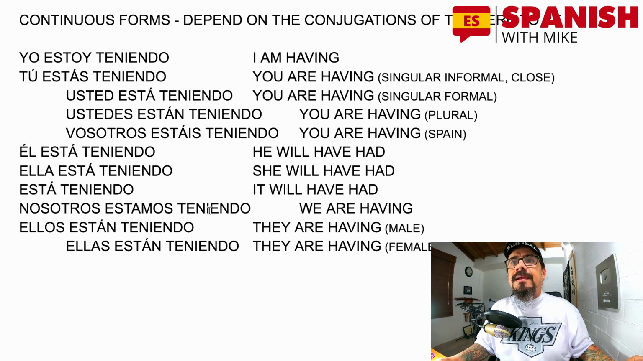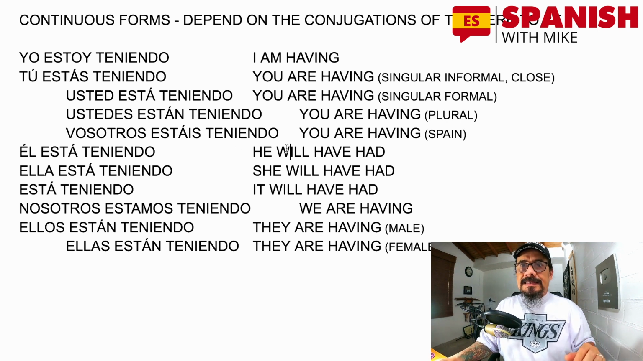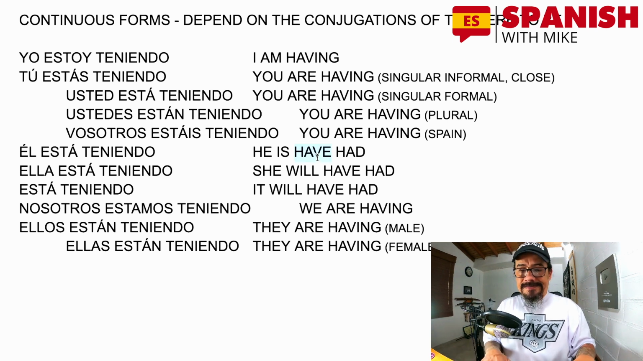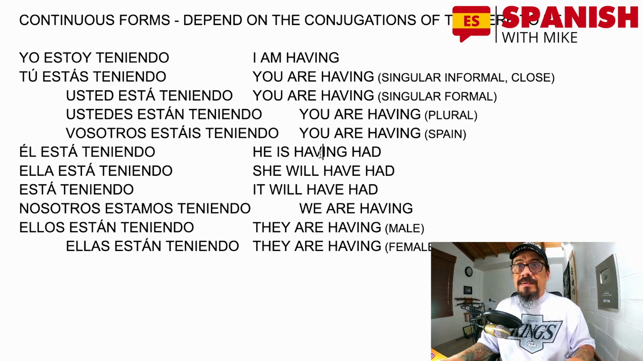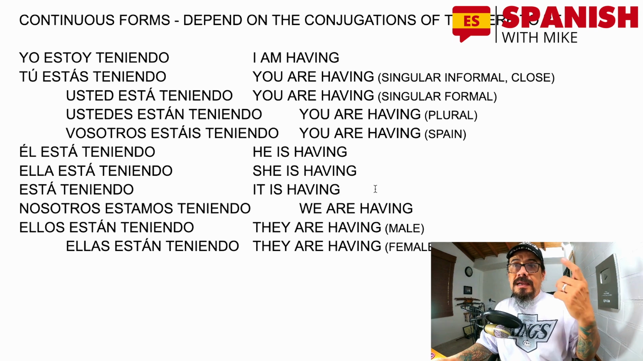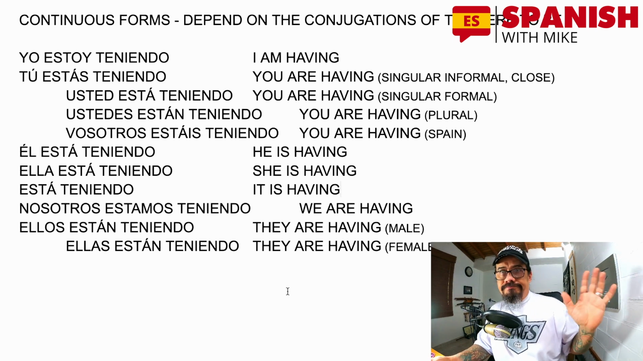Shoot. Sorry here. He is having. Sorry. Mistake here. She is having. Let's remove this. I was cutting and pasting, so that was the mistake.